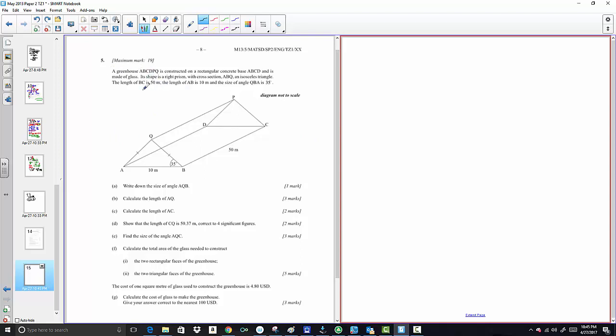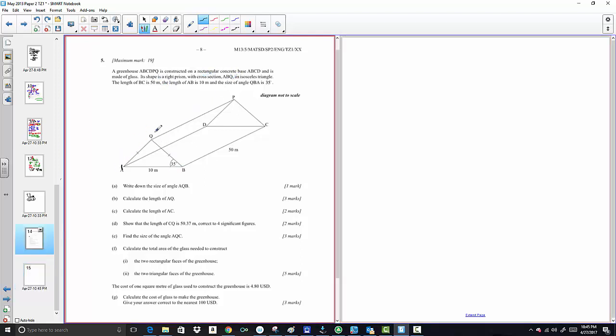A greenhouse, given by all these vertices here, is constructed on a rectangular concrete base, as I can see, ABCD. So ABCD, yeah, looks pretty rectangular and concrete, sure, and is made of glass. Okay, fine. Its shape is a right prism with a cross-section of ABQ. So ABQ, the cross-section is a triangle, as you can see, an isosceles triangle, it says.